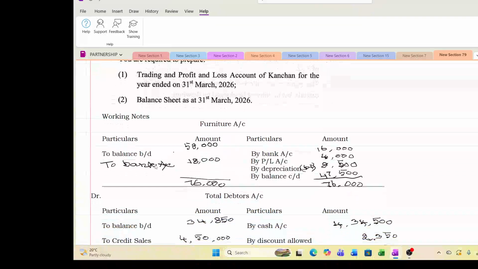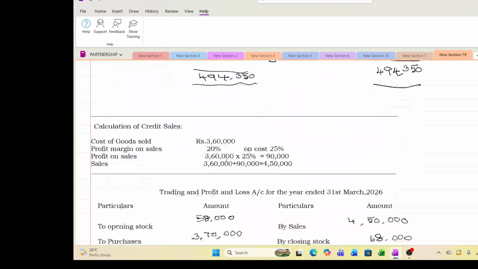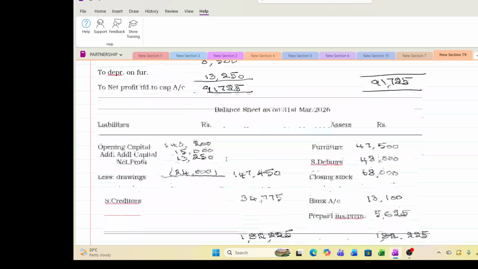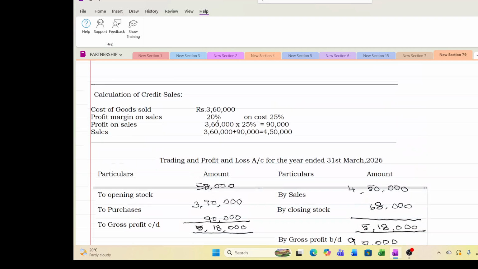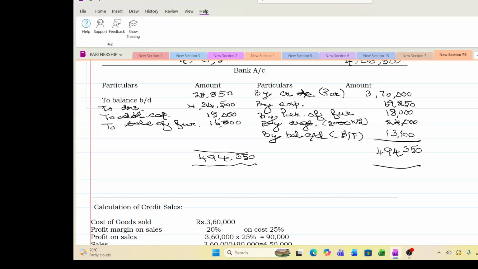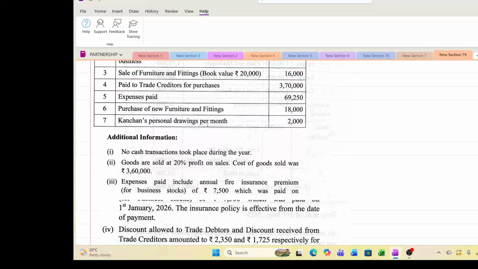See here, in your bank account, you have to write to debtors 4,34,500 and additional capital 15,000. This additional capital will appear in the current balance sheet, 15,000, and this 4,34,500 will appear in your debtor account by cash account. Okay, that I have already told you.